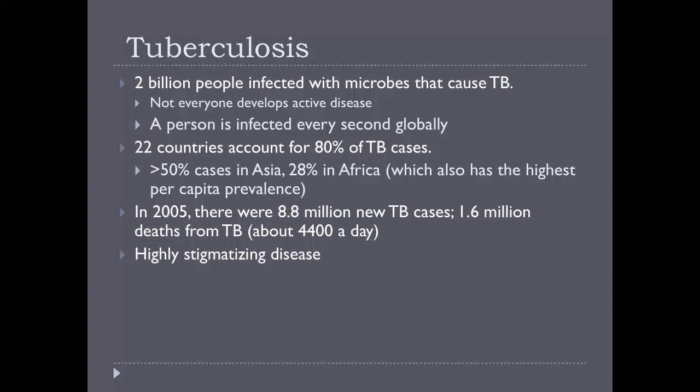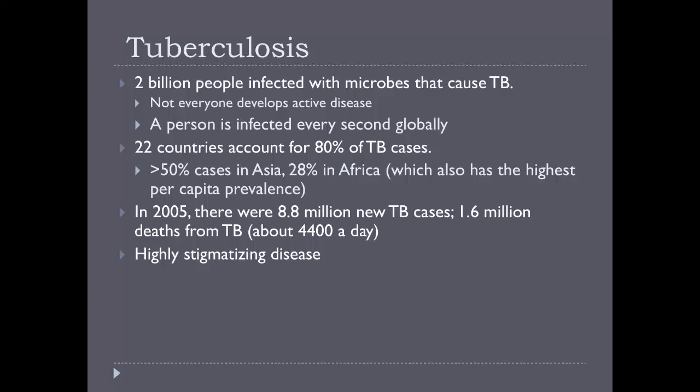50% of the cases are in Asia, and about 28% are in Africa, which also has the highest per capita prevalence. So even though Asia represents a higher number of people, because the population is much larger than Africa, it actually has a lower prevalence per capita. In 2005, there were 8.8 million cases of TB and 1.6 million deaths from TB. That's about 4,400 per day.